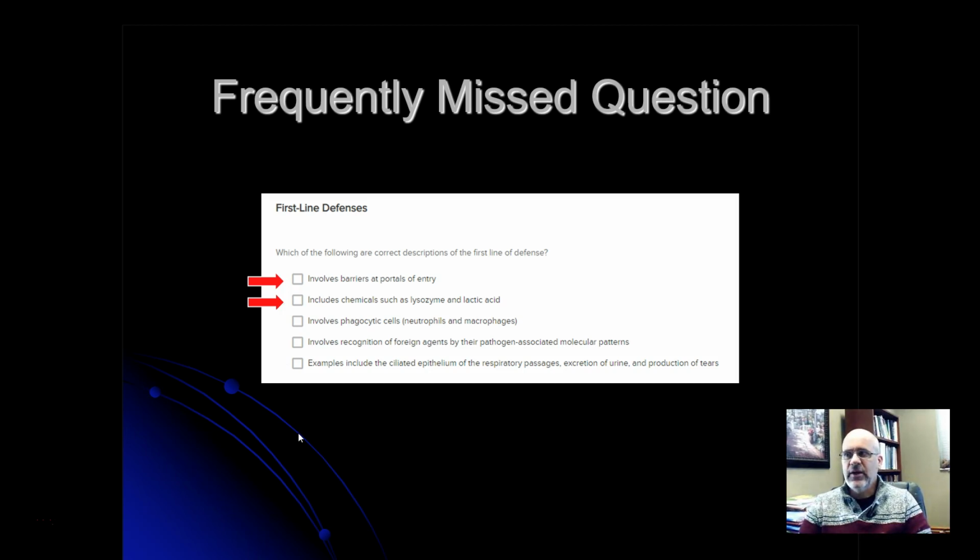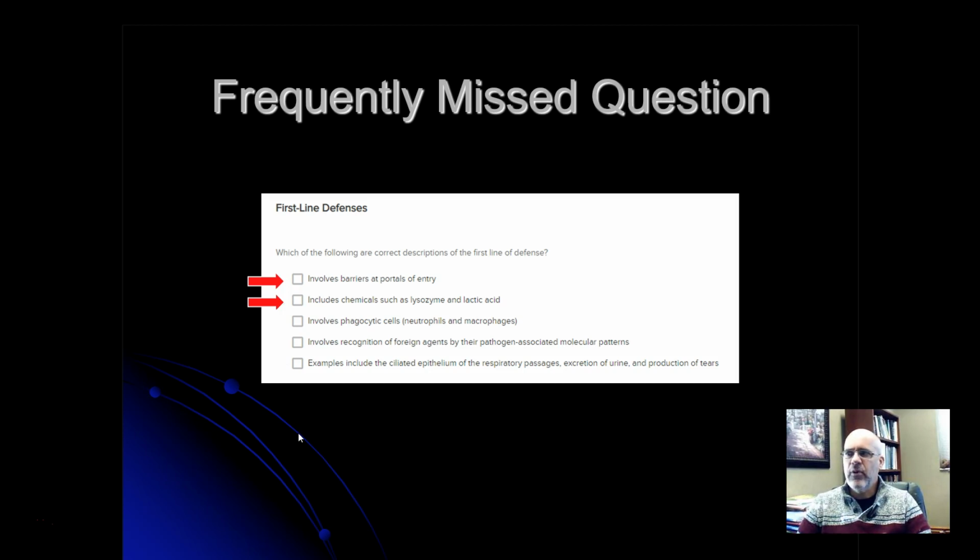Involves phagocytic cells, neutrophils, and macrophages. We're not going to pick that one because that's second line. So those don't really get involved until you get past the skin or a mucous membrane lining. Then you face those kinds of cells.